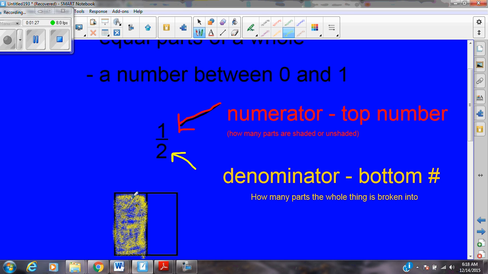So, as you can see in this picture, I have one part colored. Because of that, I can say that 1 out of 2, or as we say it when 2 is on the bottom, we use the word half. 1/2 is shaded. I can also say that 1/2 is unshaded too, just using what I know.